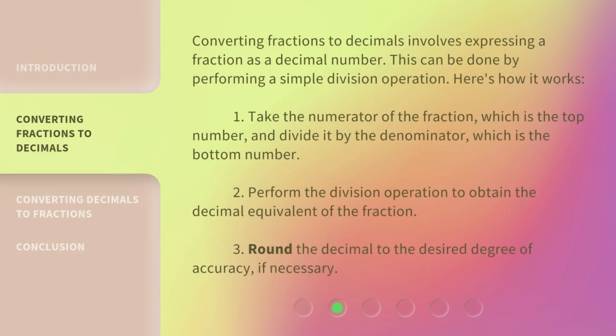Converting fractions to decimals involves expressing a fraction as a decimal number. This can be done by performing a simple division operation. Here's how it works. 1. Take the numerator of the fraction, which is the top number, and divide it by the denominator, which is the bottom number. 2. Perform the division operation to obtain the decimal equivalent of the fraction. 3. Round the decimal to the desired degree of accuracy, if necessary.